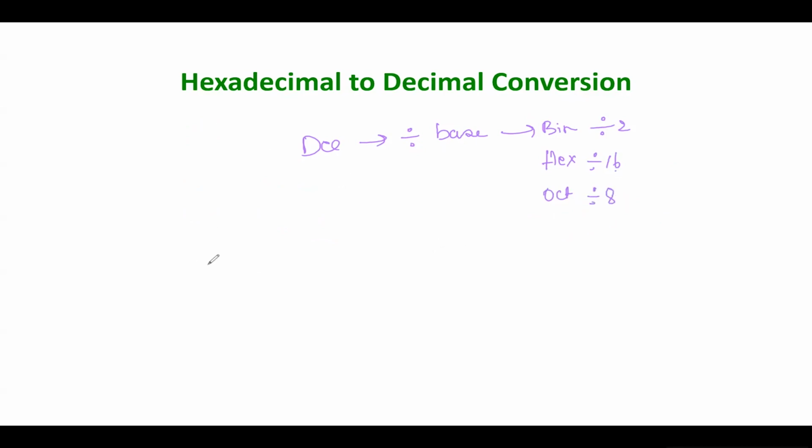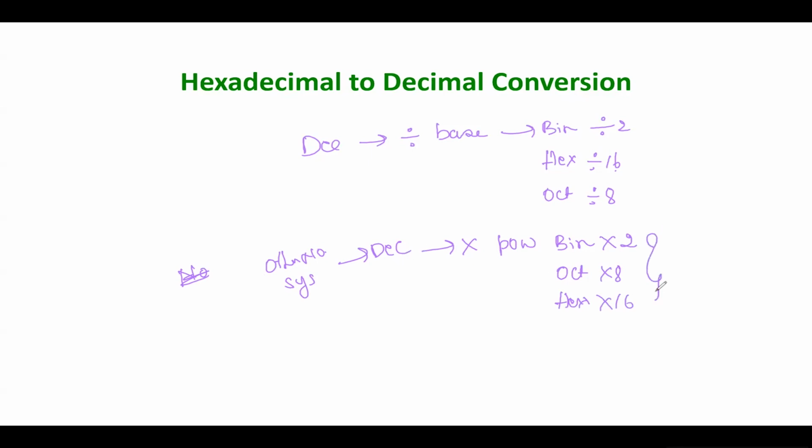But if you want to convert from other number systems to decimal, then what you will do is multiply with the respective power of the base. That is, in the case of binary, you will multiply with 2 to the power. If it is octal, you will multiply with 8 to the power. And if it is hexadecimal, you will multiply with 16. That is, when you multiply each digit, the resultant will be a decimal number.